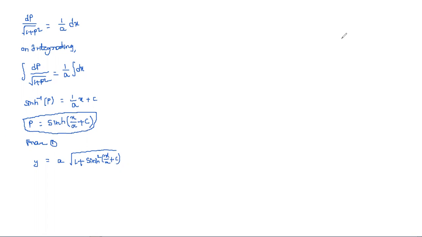And now, is there any formula of a relation between hyperbolic sine and cosine? So cosh square theta minus sinh square theta is equal to 1. So that implies cosh square theta is nothing but 1 plus sinh square theta. So for that, simply we can write y is equal to a into square root of cosh square of (x by a plus c). So here, square and root both will cancel, then we'll get y is equal to a into cosh of (x by a plus c).